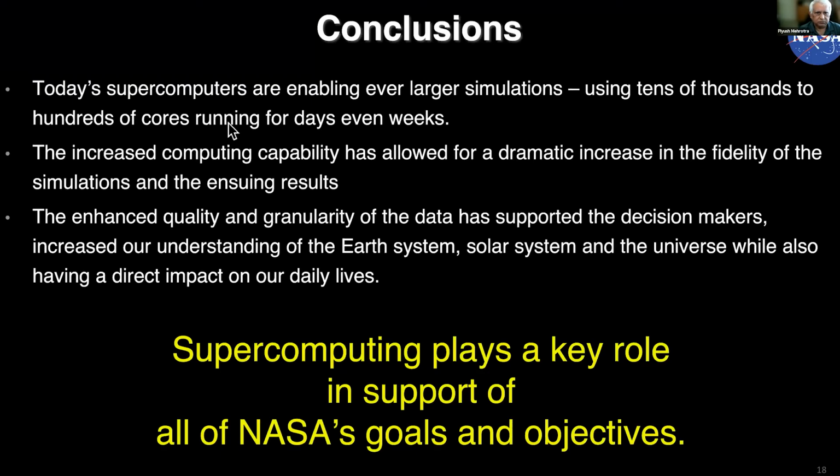So I've given you a sense of what the systems are being used for. Bottom line takeaway: there's enough computational power that you can get the kind of granularity and fidelity in the codes to help us look at all the aspects that NASA is interested in. I'll stop there and take any questions.